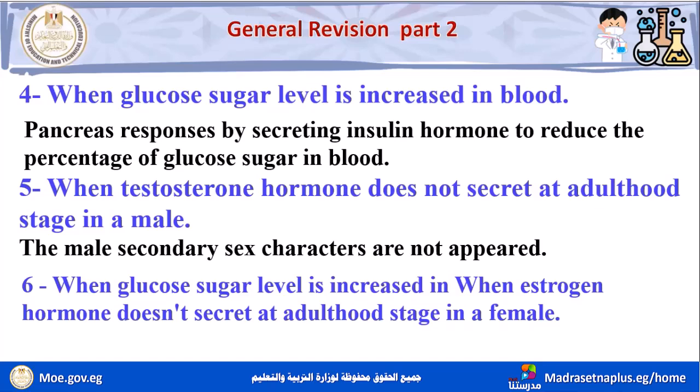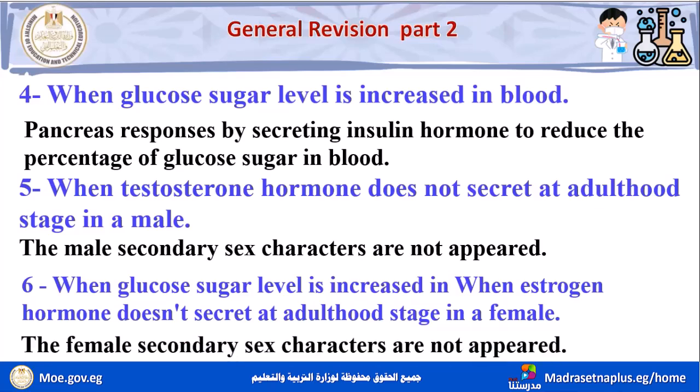Question 6: when estrogen hormone doesn't secrete at adulthood stage in a female. What happens when estrogen hormone doesn't secrete at adulthood stage in a female? The female secondary sex characters do not appear.